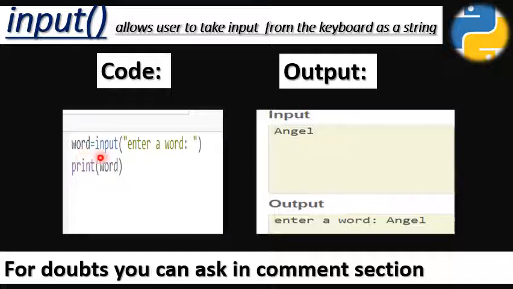Inside my variable word, I use input, then inside the parentheses and enclosed within double quotes, I wrote enter a word. This will be printed on my screen, and afterwards, since it is inside the input function, it will ask me to input. Now I will input a word and it will print that word using my print function. So in the output I have enter a word. Then I gave angel as an input and here it printed.